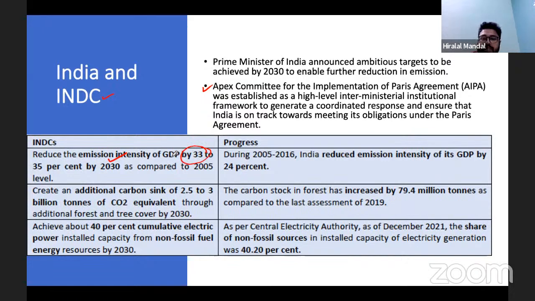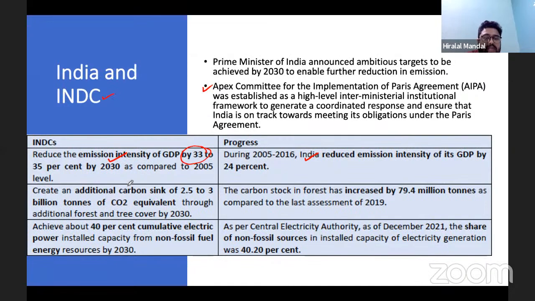If you look at the progress, India has already achieved it. India reduced the emission intensity of its GDP by 24% during the period of 2005 to 2016. In fact, this year it has already achieved the emission intensity reduction of 30 to 35%, in fact, 9 years before. That's the progress that we can see.